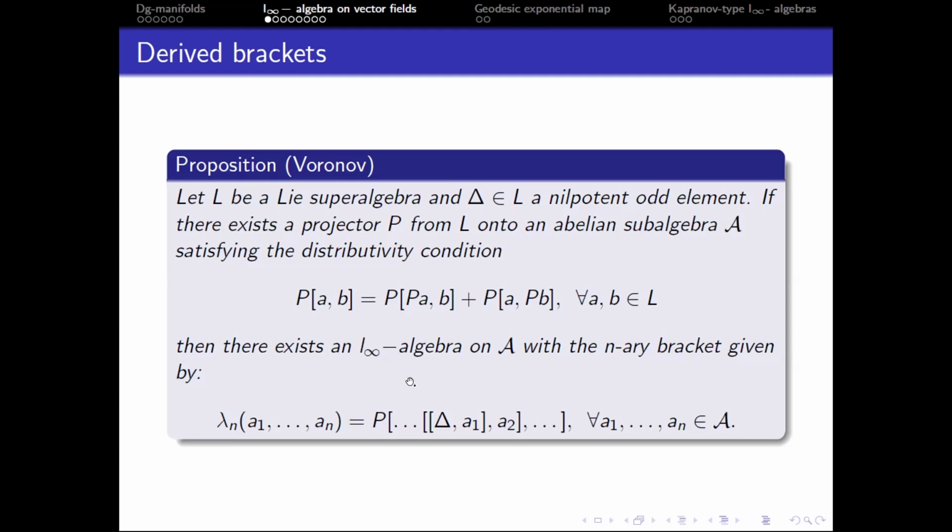So this is called the derived brackets construction. The n-ary bracket is going to be defined in this way. So we need all these ingredients. In my construction, I need to see the space of vector fields of the dg-manifold as an abelian subalgebra inside a Lie superalgebra L. So I will need to tell you what this Lie superalgebra L is and what the role of this nilpotent element delta and the projector is. These are the main three objects or ingredients that we need to use to apply this proposition.